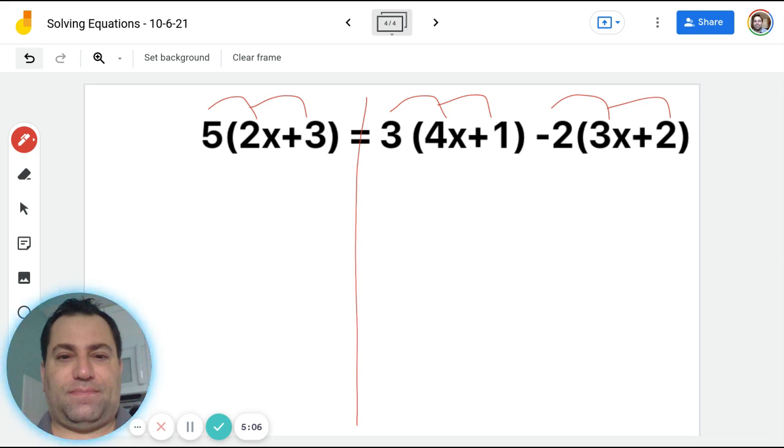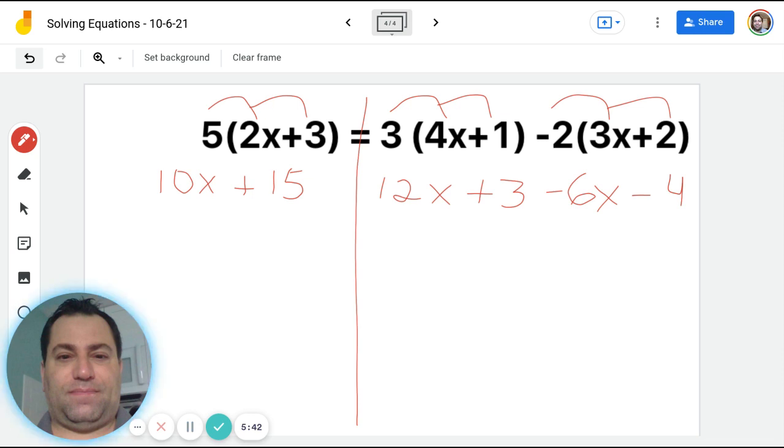So we start here on the left. 5 times 2 is 10x. Positive 5 times positive 3 is positive 15. Positive 3 times positive 4 is positive 12x. Positive 3 times positive 1 is positive 3. Negative 2 times positive 3 is negative 6x. And negative 2 times positive 2 is negative 4.